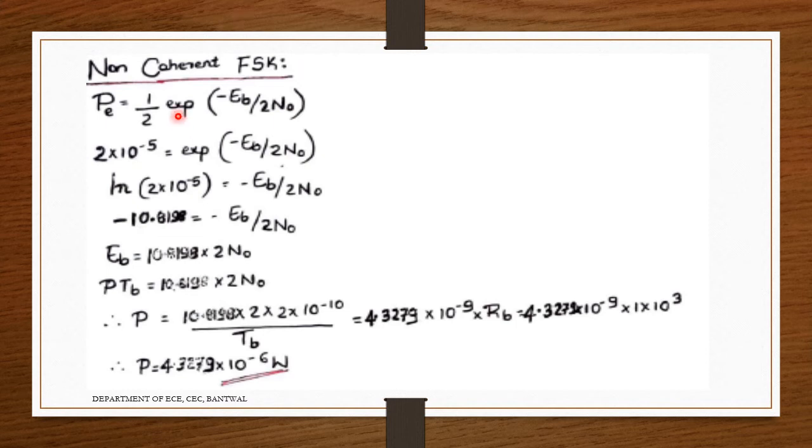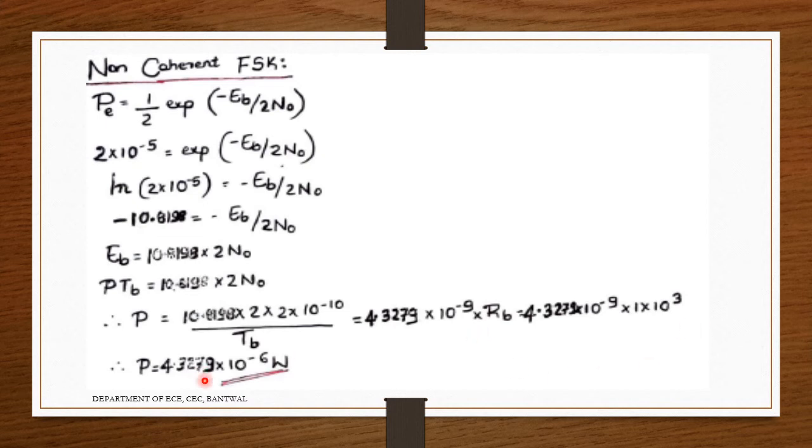Now for the non-coherent FSK, P is equal to 1 by 2 exponential of minus Eb by 2N0, which is 2 into 10 to the power of minus 5 exponential of minus Eb by 2N0. Taking the natural log of 2 into 10 to the power of minus 5, we get minus 10.8198 equal to minus Eb by 2N0. So Eb is equal to 10.8198 into 2 N0. Eb is equal to P into Tb, so P is equal to 10.8198 into 2 into 10 to the power of minus 10 divided by Tb.